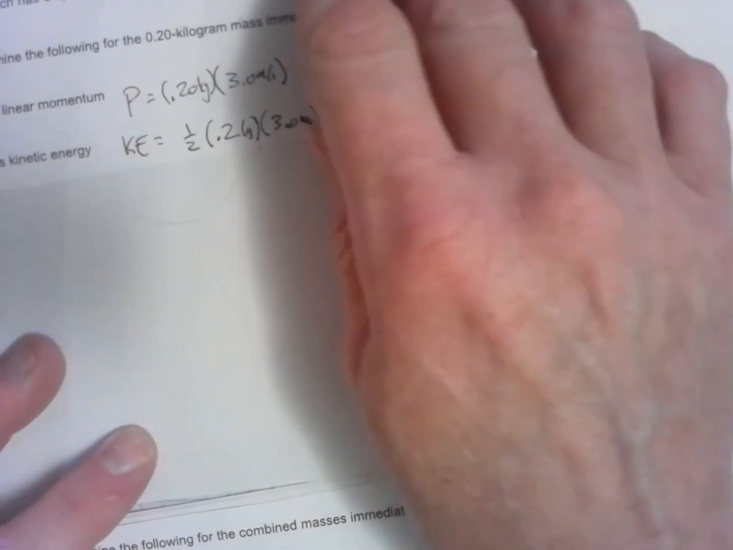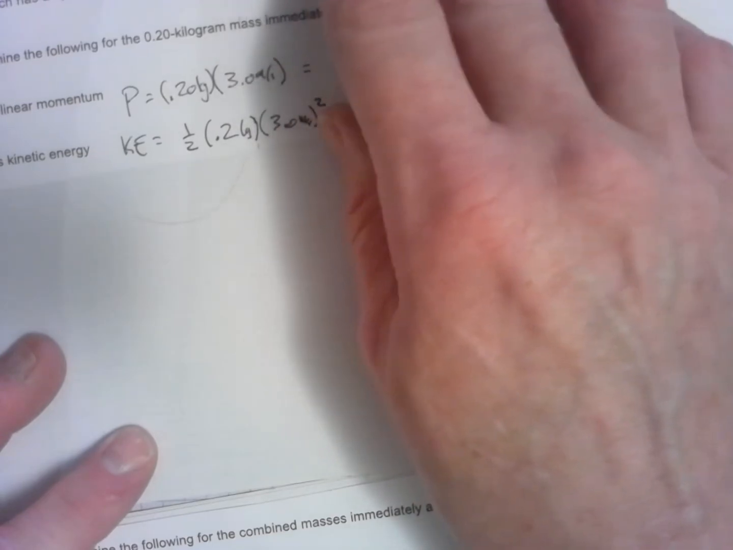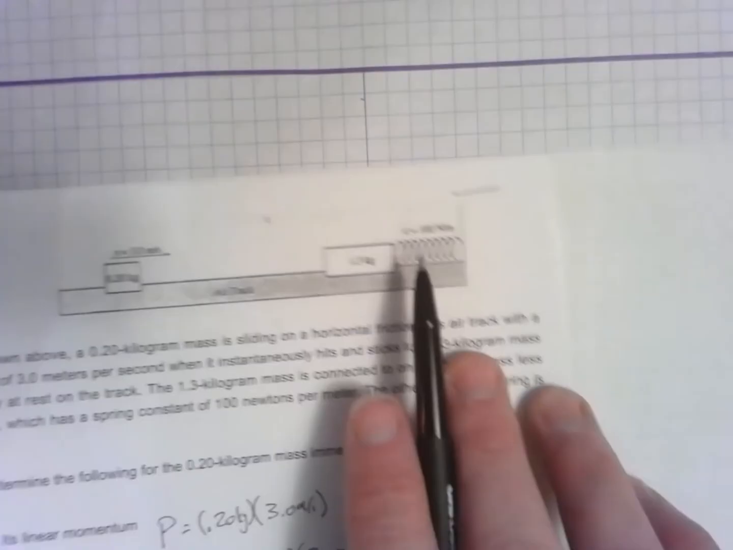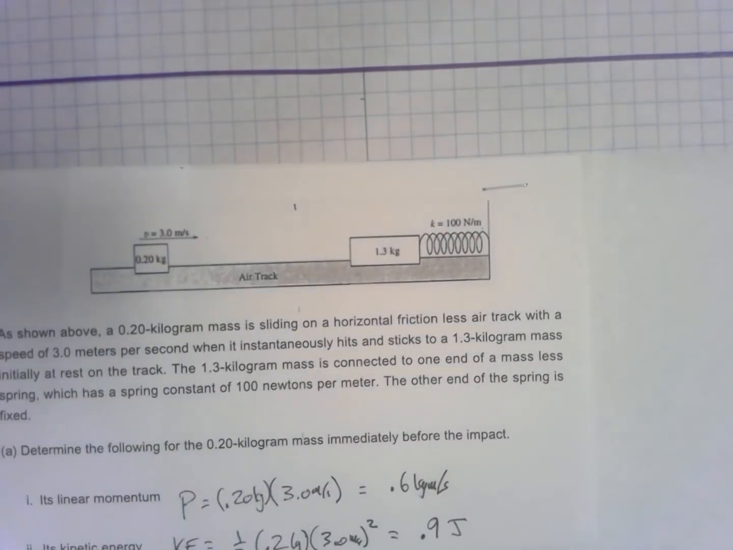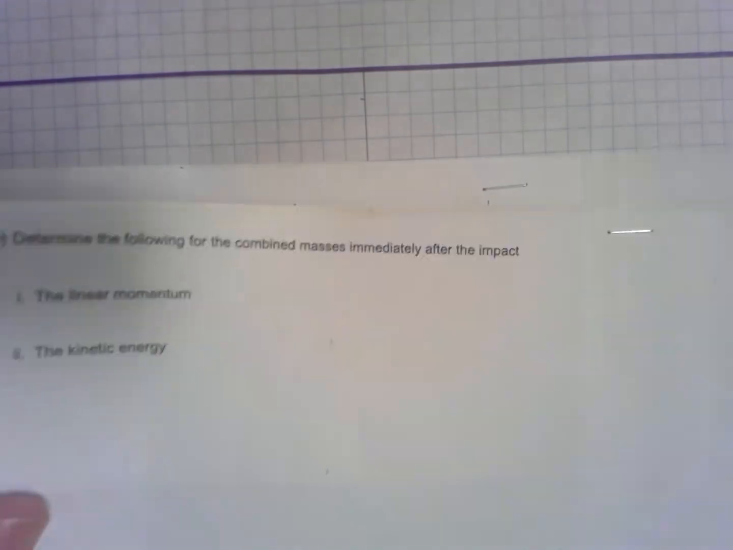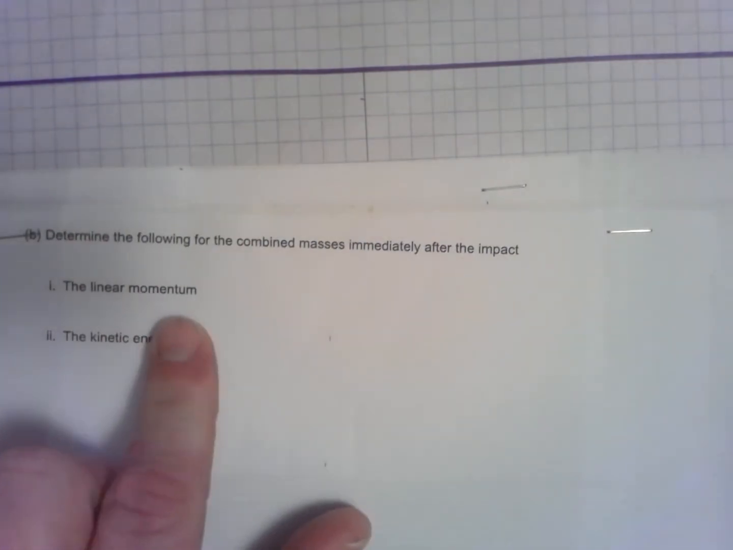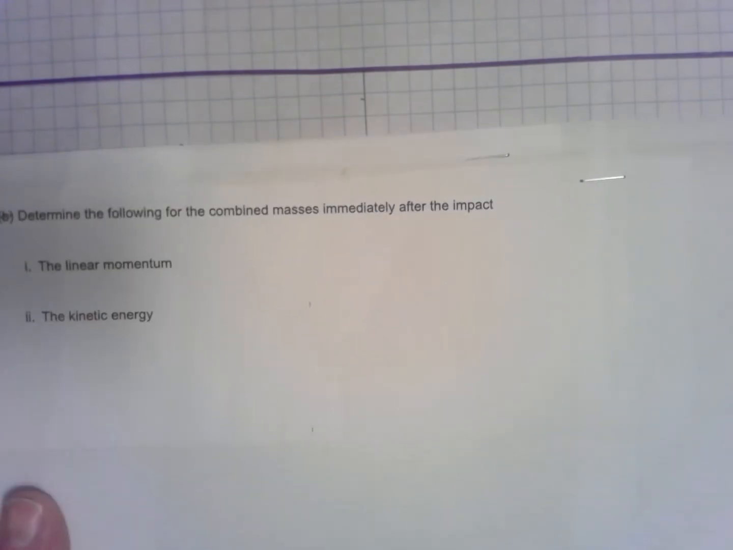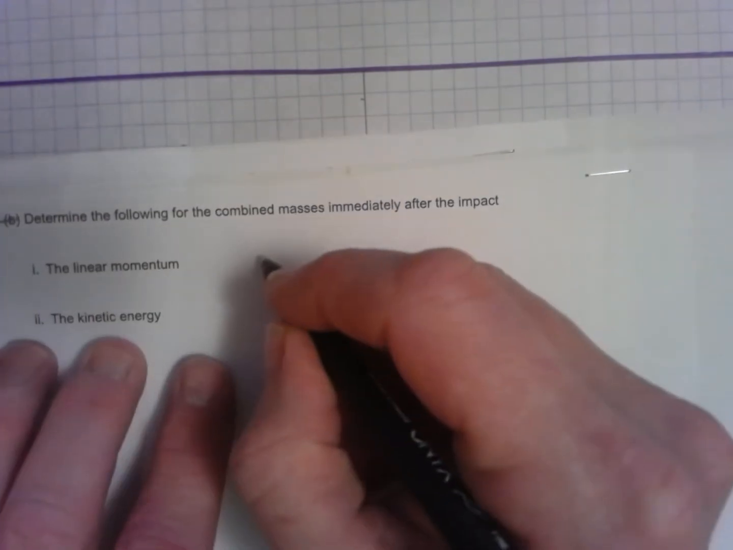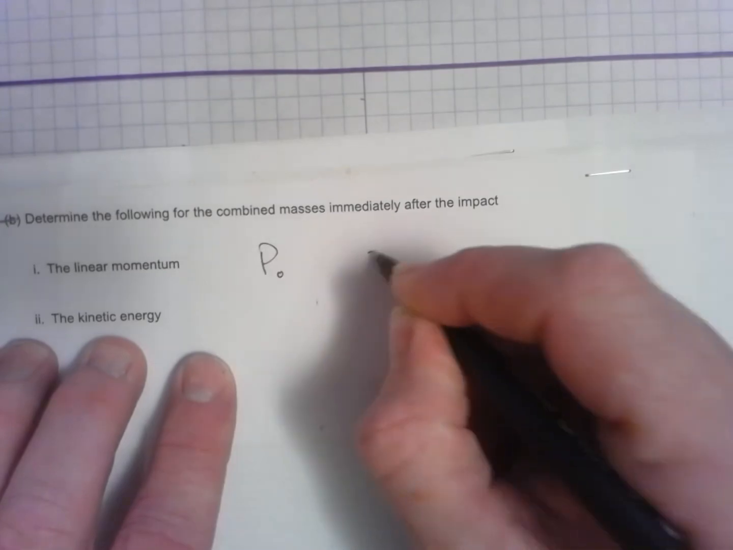Then they hit. This is an unstretched or uncompressed spring. It's got a spring constant here. But these two blocks hit, and right after the impact, it's as if the spring doesn't exist. Just through collisions, they stick together. We need to find their linear momentum. So it's an inelastic collision, and the momentum before has to equal the momentum after.